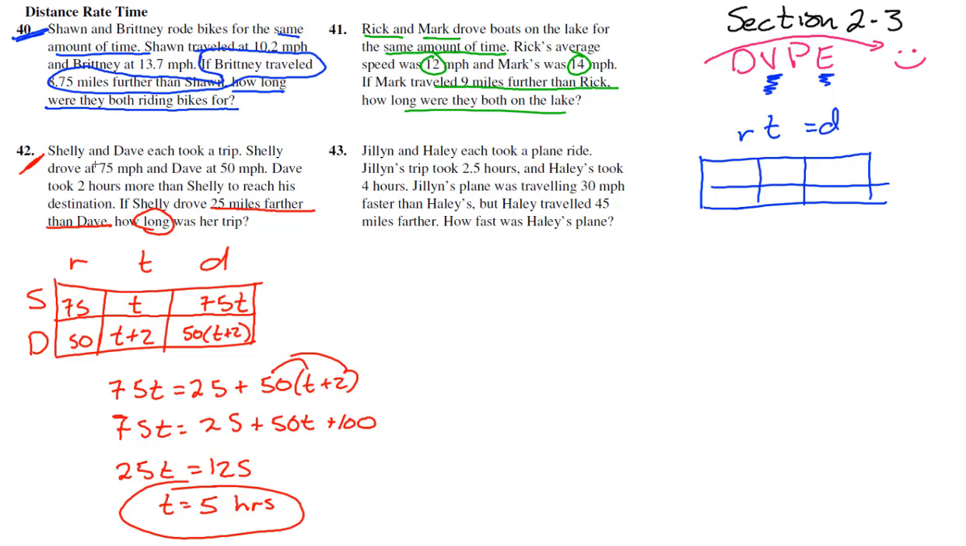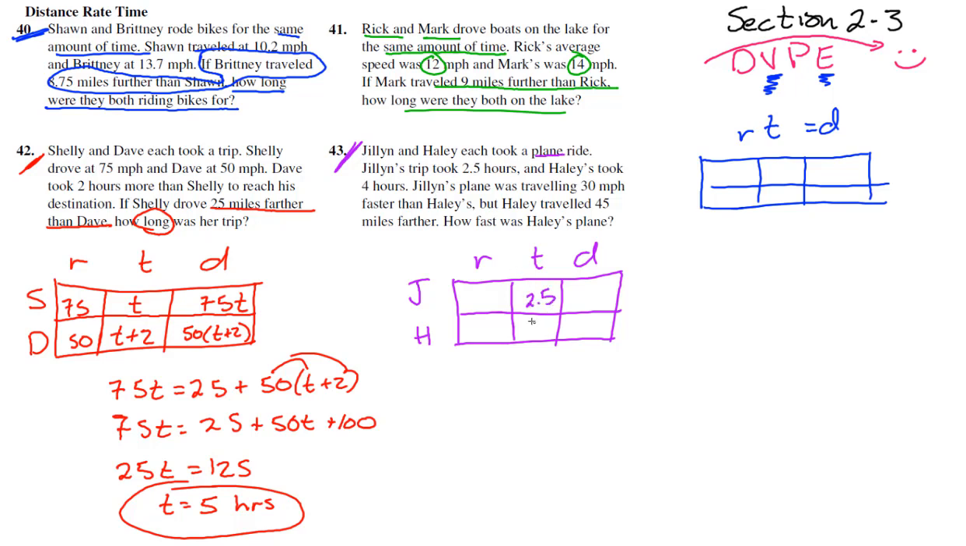That was great. Number 43. Let's see what we get here. So we get Jalen and Haley. Rate times time equals distance. Got the boxes here. They each took a plane ride. Oh, we're up in an airplane. Jalen took 2.5 hours. Okay, that's just a number. We don't even have a variable here. And Haley took 4.